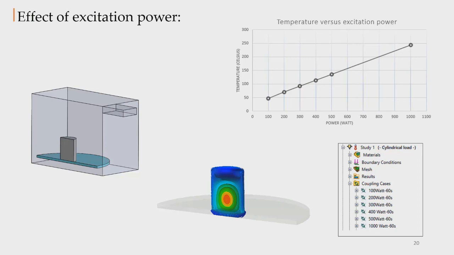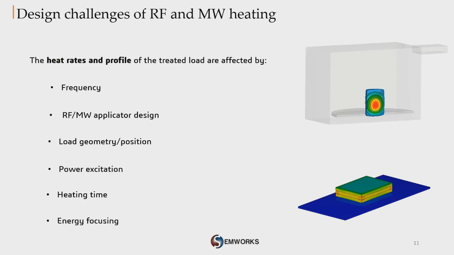Maximum achieved temperature is linearly proportional to the excitation power, which is well predicted, and maximum temperature is always concentrated in the load center without affecting the heating profile. Another important factor which is strongly linked to the excitation power is the heating period.